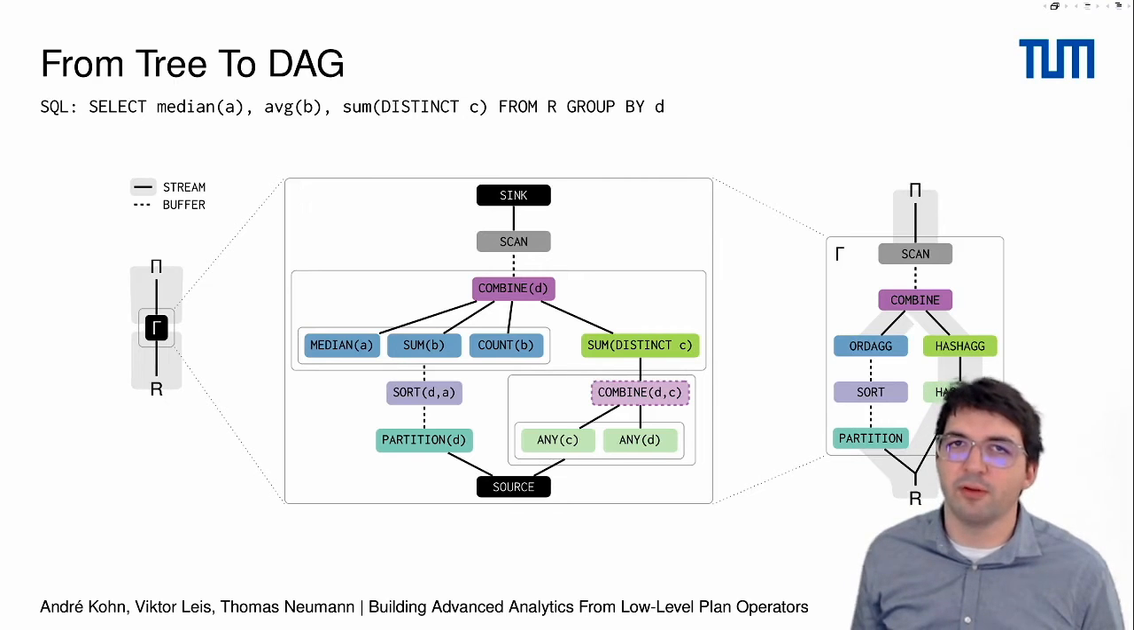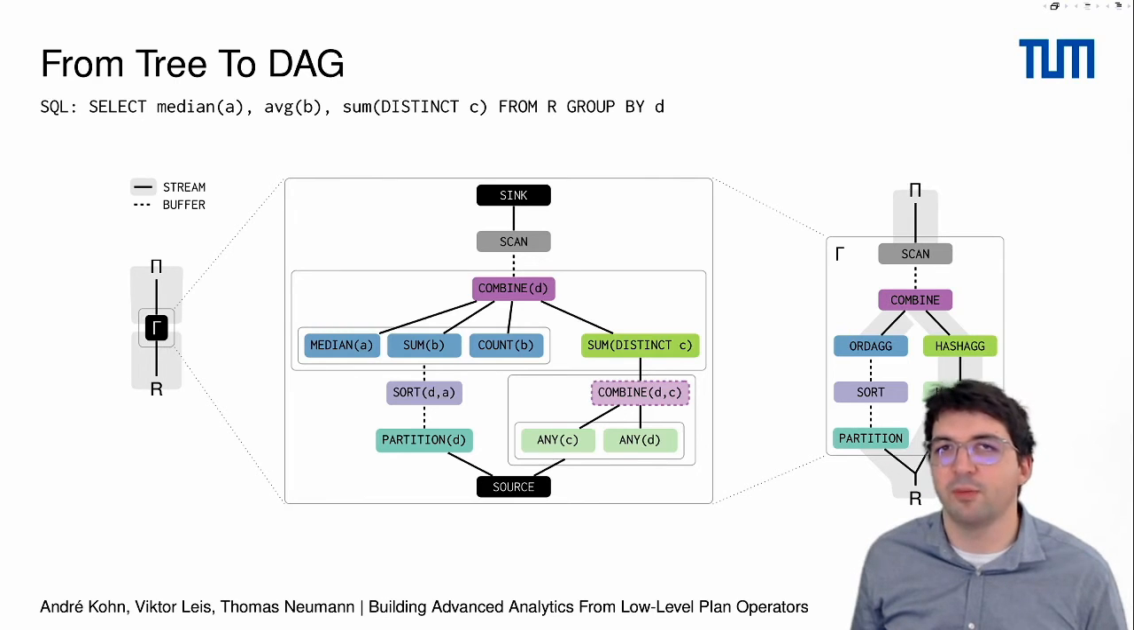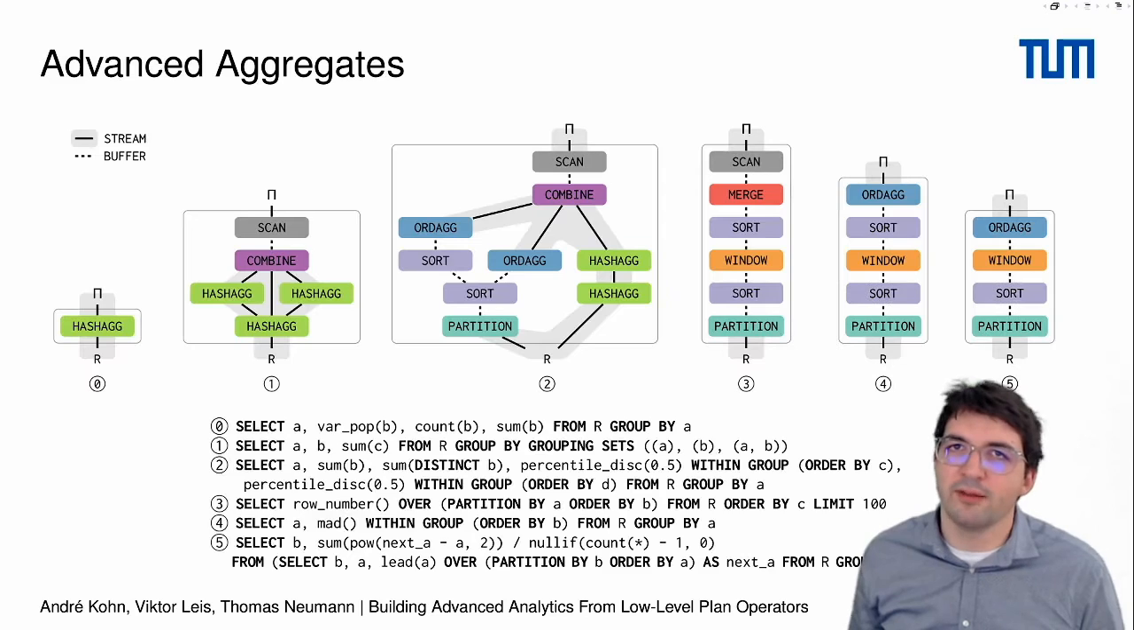As you have seen, the construction of this plan uses graph-based optimization passes instead of an explicit cost model that is commonly used during join order selection. This might be an interesting topic for future research. Let's now take a look at a few advanced aggregates and how we can compute them with low-level plan operators.